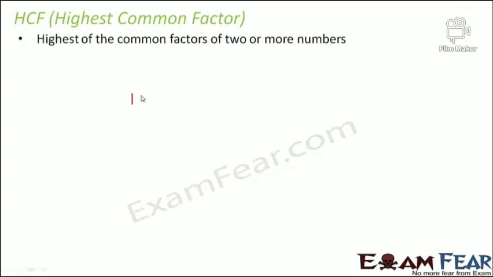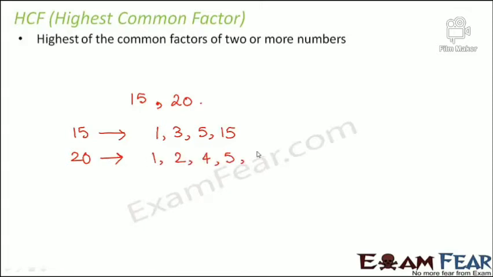Let us try to find out the highest common factor of 15 and 20. So for that, let us first find out the factors of 15. What are the factors of 15? 1, 3, 5 and 15. Similarly, let us note down the factors of 20, and that would be 1, 2, 4, 5, 10 and 20. Now by now you know how to find factors, right? So you will be able to find the factors of both 15 and 20.